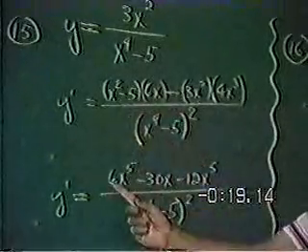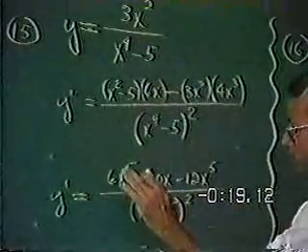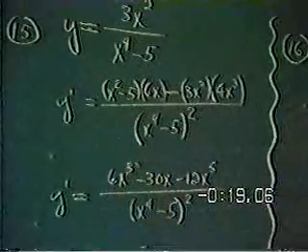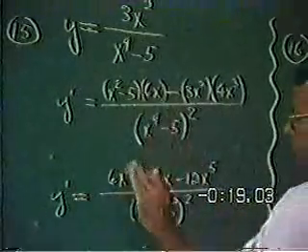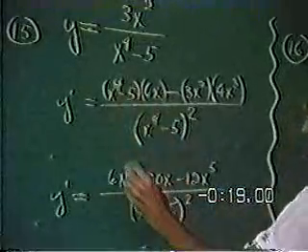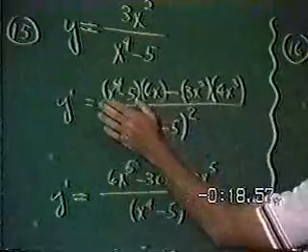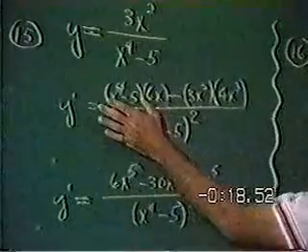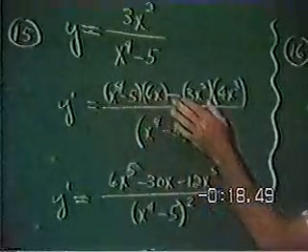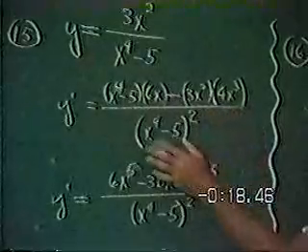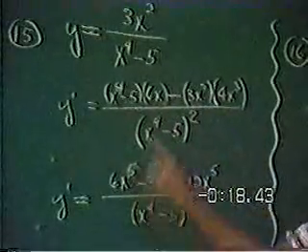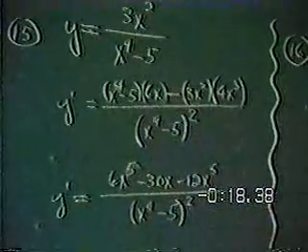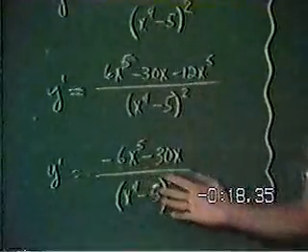6x times x squared is 6x cubed. Oh, I'm sorry. This is my mistake. This is supposed to be x to the fourth. And so that does make it 6x. I'm sorry. Back here, if you'll notice, I'm supposed to have the same thing. This is x to the fourth minus 5. Denominator times the derivative of the numerator minus the numerator times the derivative of the denominator. And multiplying this is 6x to the fifth minus 30x minus 12x to the fifth. And so we have this adding together, and we have our final answer.